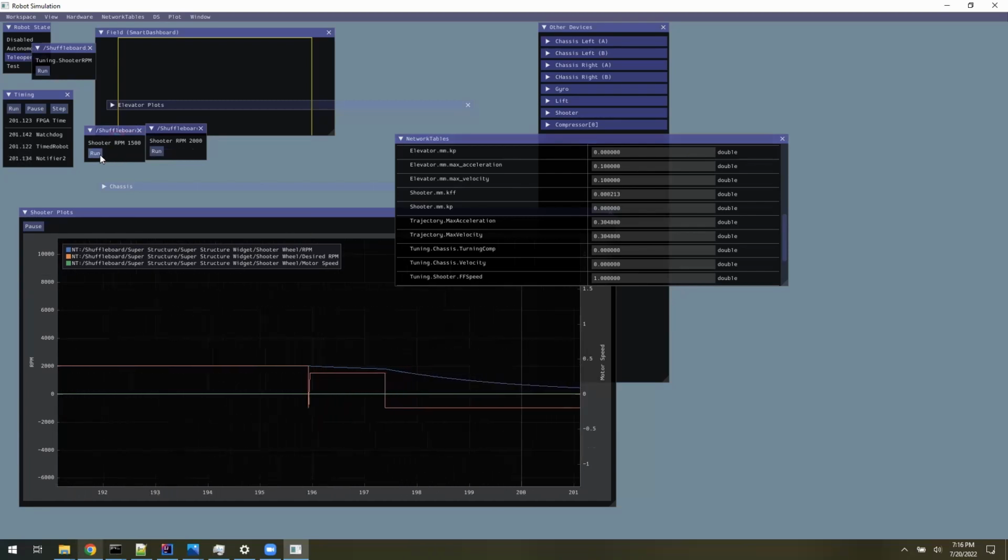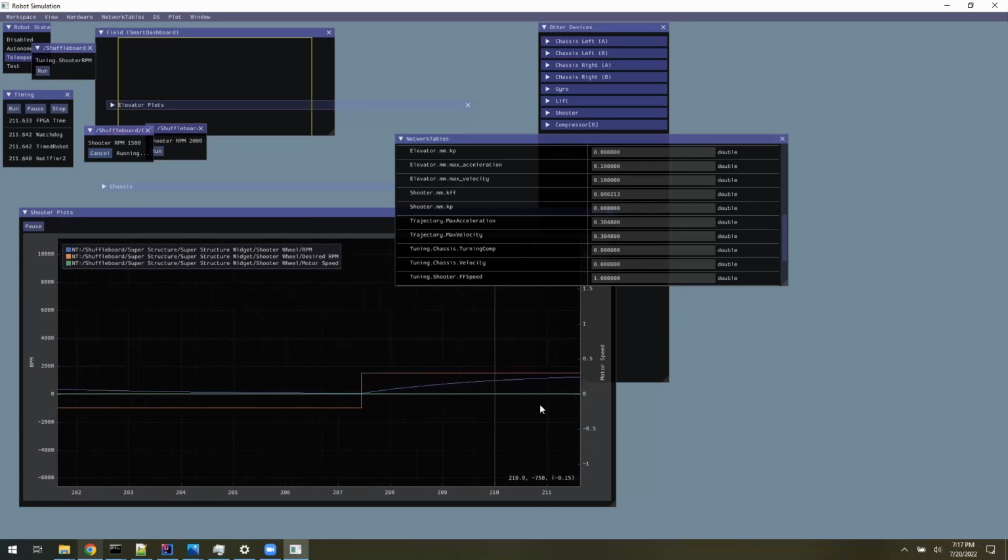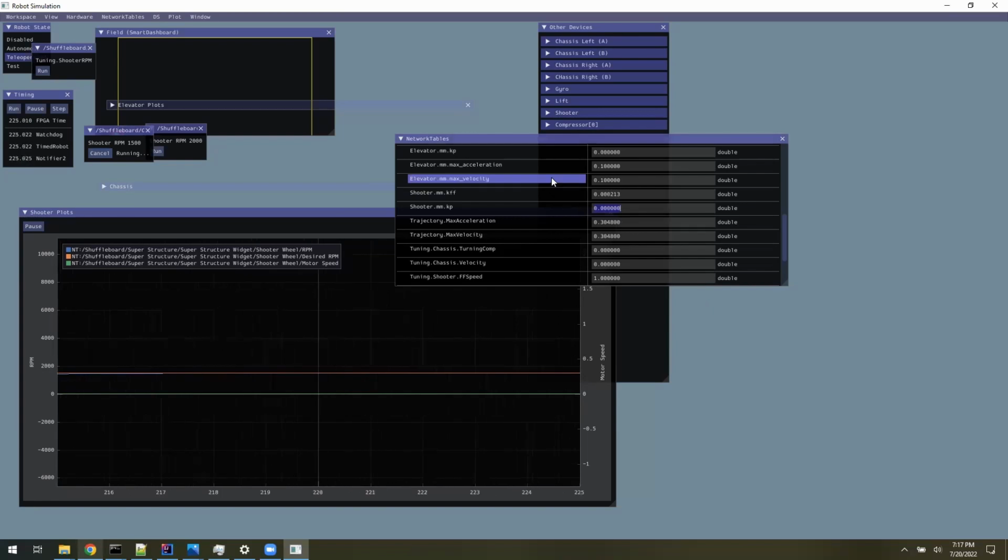Let it slow down. This is more realistic, where you have to wait for things to slow down. With no KP, it takes about 7 seconds. I made all of these motors absolutely ludicrous, nothing like real life. If we do 0.5, we'll let it slow down, go back to 0. With our KP, we get there in about a second, which is pretty good.